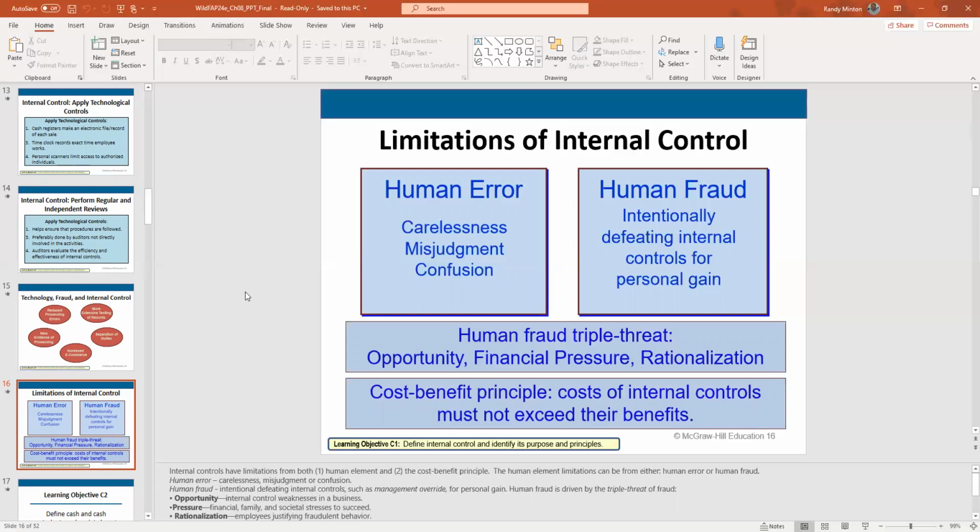Those are things that we can usually deal with fairly simply, but the other one here, human fraud, is when you're intentionally defeating internal controls for personal gain. And one of the very interesting ones that I saw on the fraud side was a group of people who were employees of a doctor.